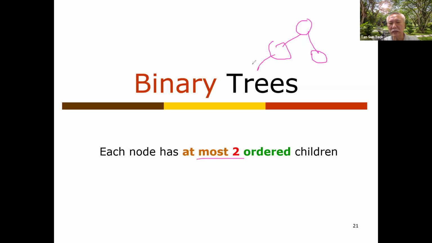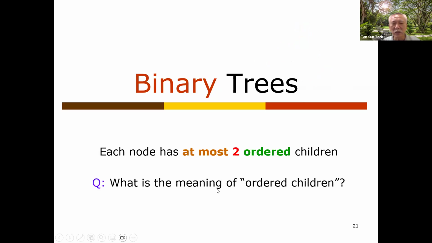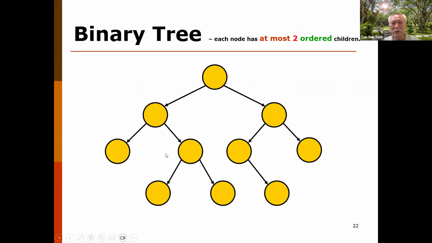I can have it like this. I can have two children here, and then each of them doesn't have any child. So this is actually a binary tree. At most two ordered children. What do you mean by ordered? Is it saying that they must be decreasing or increasing? The answer is no. This order means left and right subtree, so order from left to right. In this case, we say that this vertex has a left subtree or left child, and then you have a right child. So this is what we call order. The order is left and right.